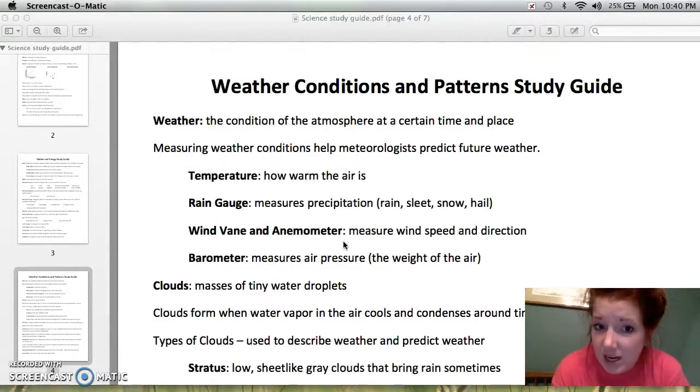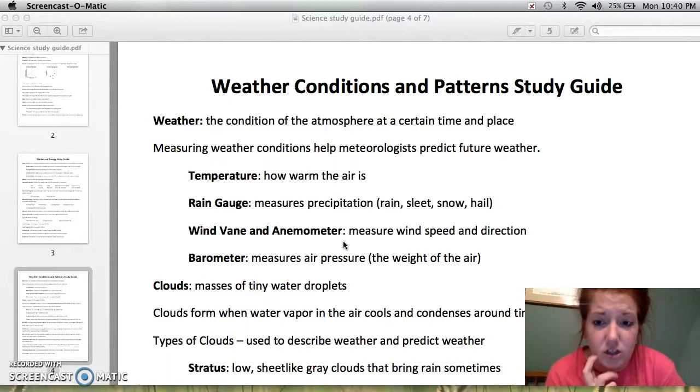A wind vane and anemometer measure wind speed and direction. Wind vane measures direction, north, south, east, west, but wind speed, or how many miles per hour the wind is traveling, goes with an anemometer. A barometer measures air pressure. Air pressure is like the weight of the air, and we have to go into high and low pressure systems in order to predict the weather.